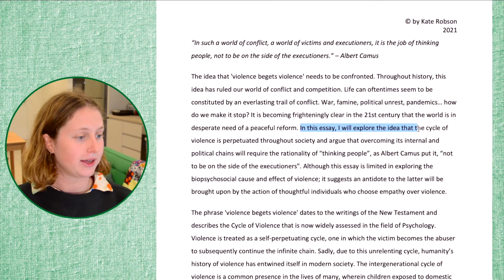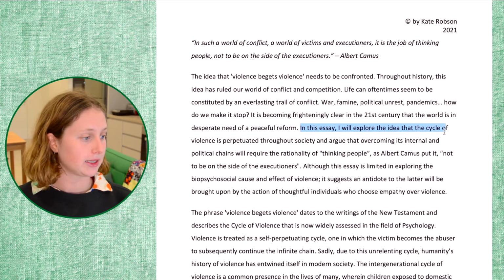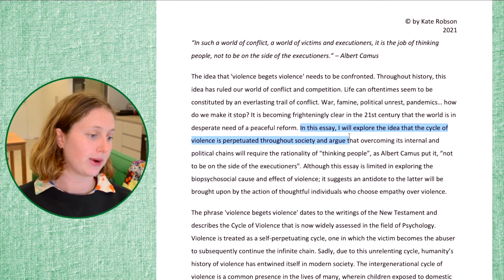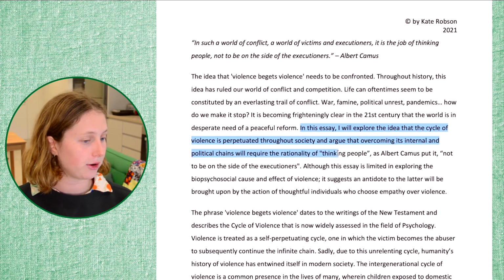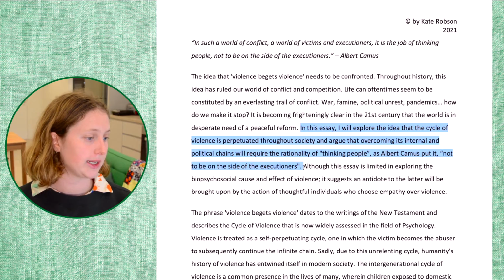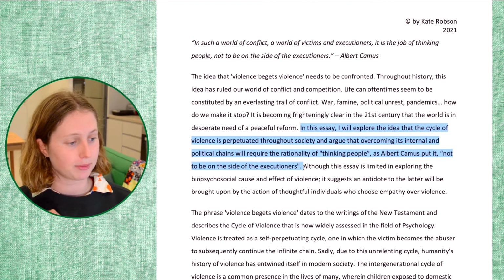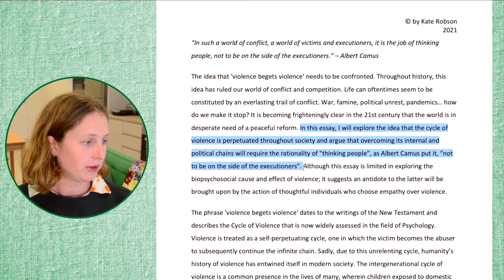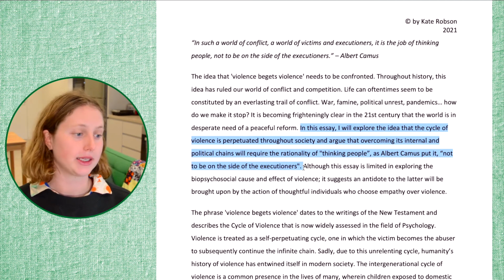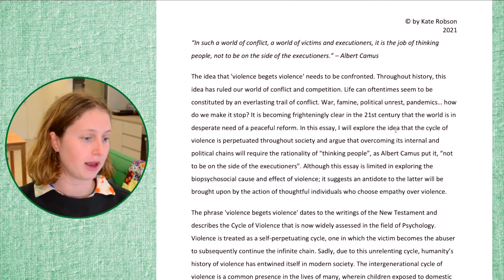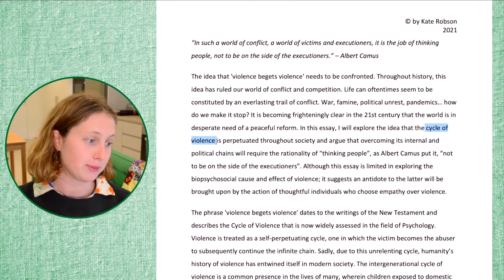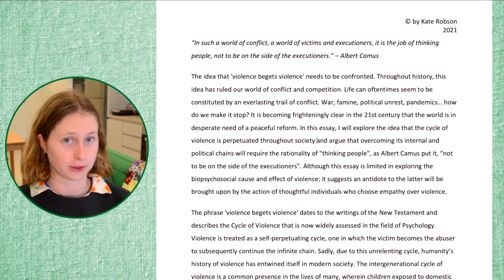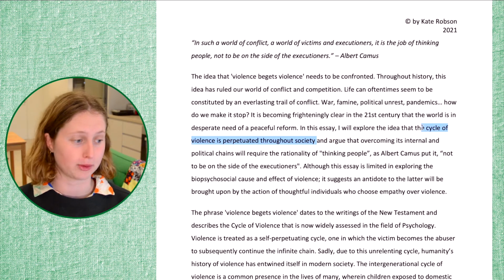Okay, so I say, in this essay, I will explore the idea that the cycle of violence is perpetuated throughout society and argue that overcoming its internal and political change will require the rationality of thinking people, as Albert Camus put it, not to be on the side of executioners. You can see that I'm kind of talking about two ideas with that thesis. So I say I'm talking about that the cycle of violence is perpetuated throughout society. That's the first bit. You can tell that that's going to be my first point. So I'm signposting what my ideas are going to be.